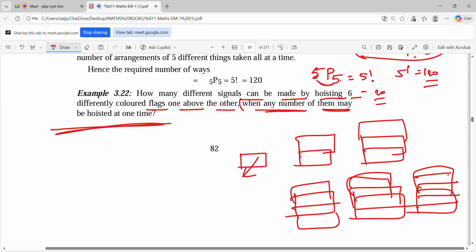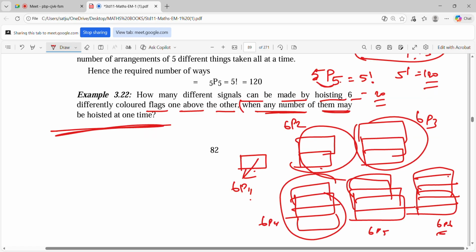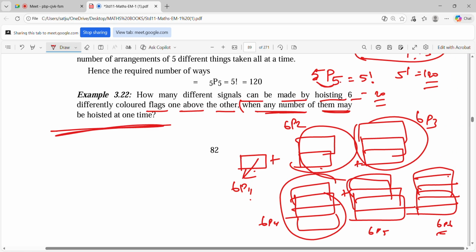So to fill this one, only one. So therefore you are having 6. So therefore 6P1. 2 flags, so therefore 6P2. 3 flags, 6P3. 4 flags, 6P4. 5 flags, 6P5. 6 flags, 6P6. Understood? All the jobs are performed independently. When all the jobs are performed independently, what you have to do? You have to do a plus. Yes, got it?